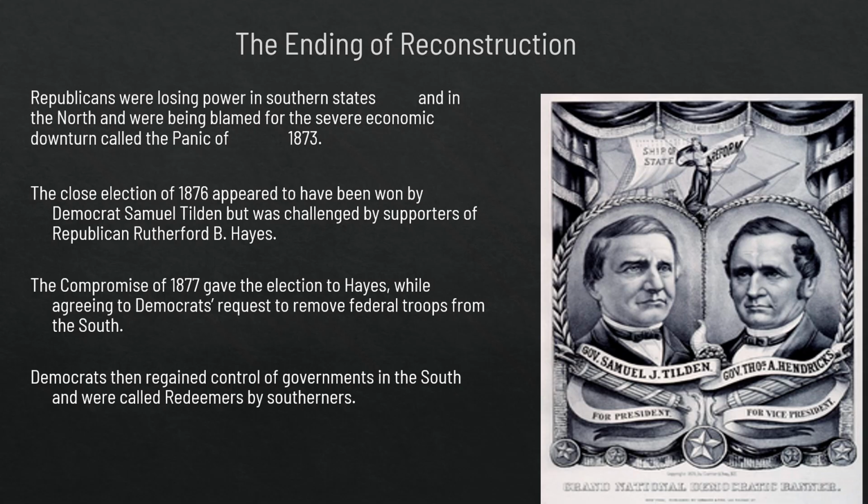Physically, on the terrain. So you have, running in this election of 1876, Democrat Tilden, and he is going to win the popular vote, but the results are contested in several different states. So you have supporters of Republican Hayes, and they're going to challenge the outcome, and this is going to lead to a standoff.